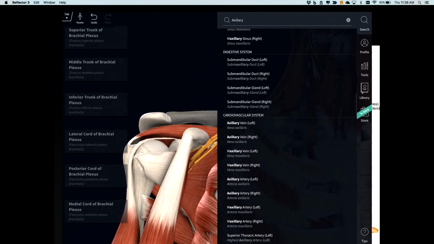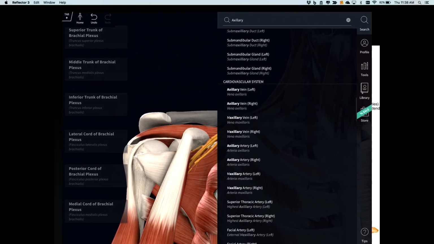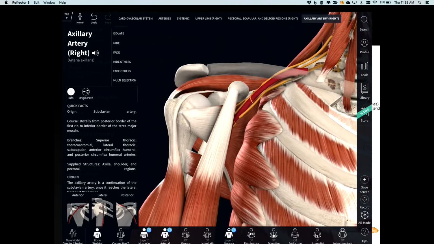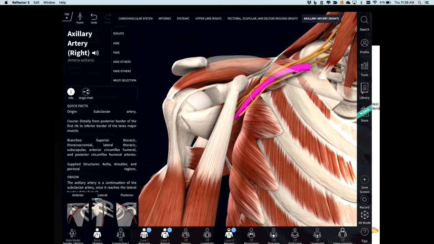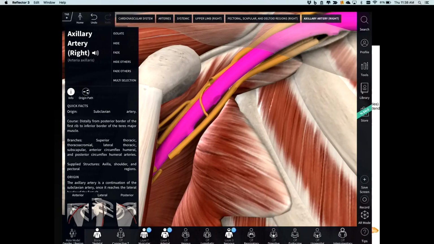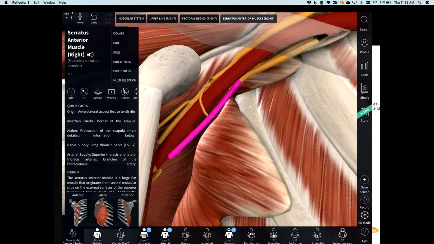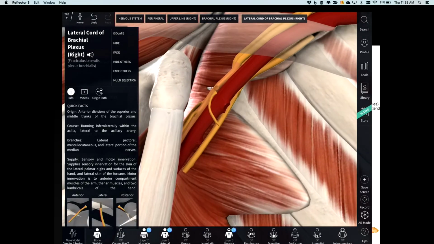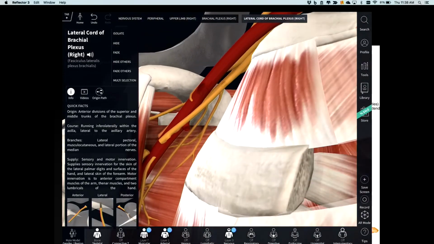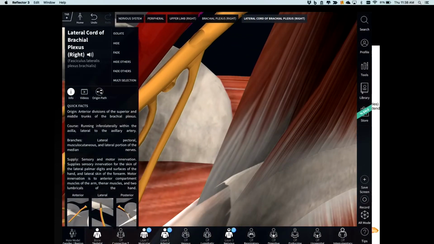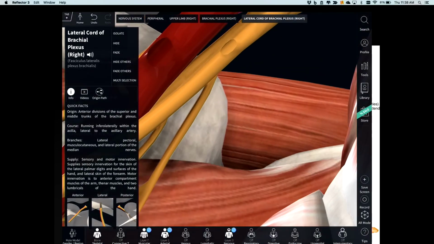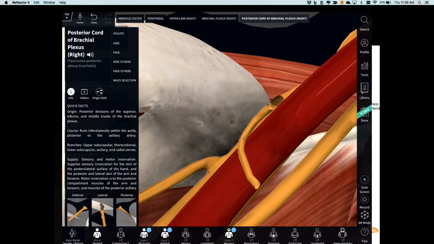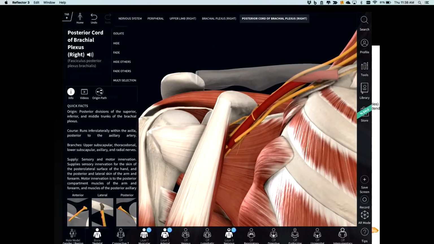Let's find it. Axillary artery, right-hand side. So remember we had posterior, lateral, and medial cords. That's probably medial, not that one. There we go. That's probably lateral. Both sides bordering the axillary artery, and way in the back, let's zoom way in. Way in the back, posterior cord. Even this is a little bit hokey and chopped up.